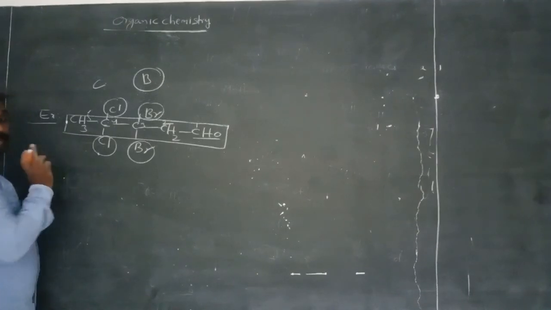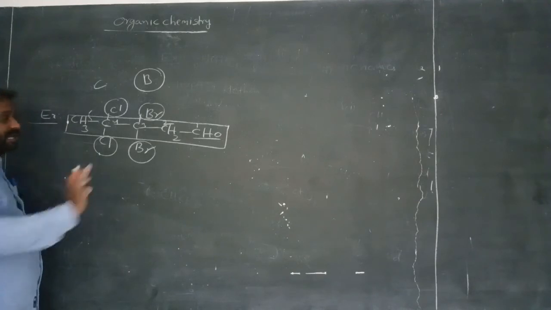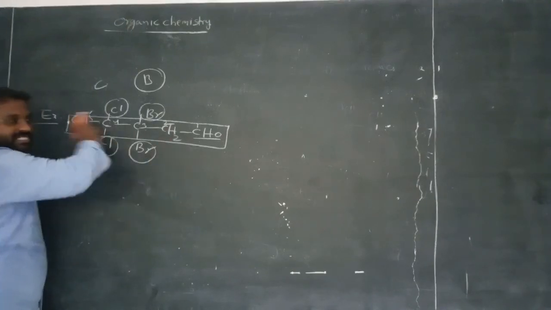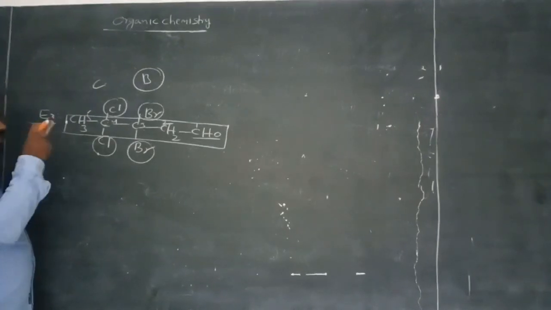No cyclic. The primary prefix tells whether the given compound is cyclic or not. There is no cyclic here. Why? Because it is an aliphatic chain-like structure, not a cyclic. So the primary prefix is absent here. Clear? Now come to the secondary prefix.